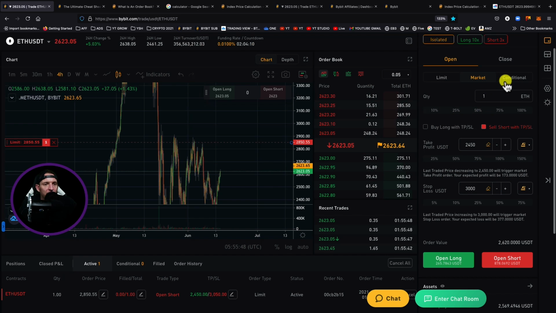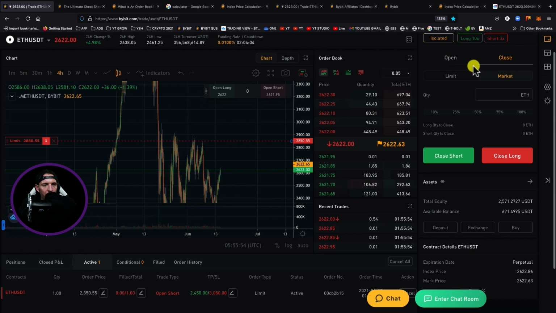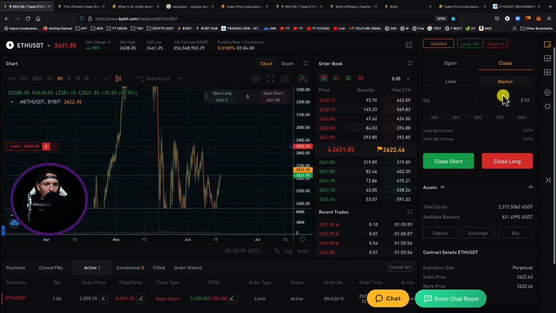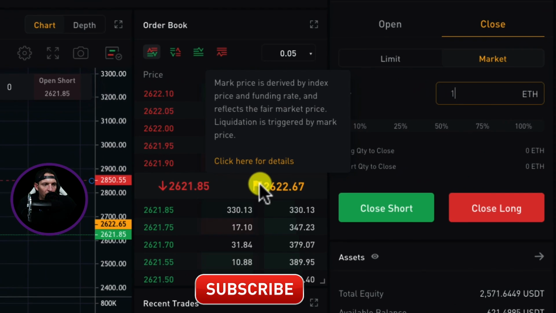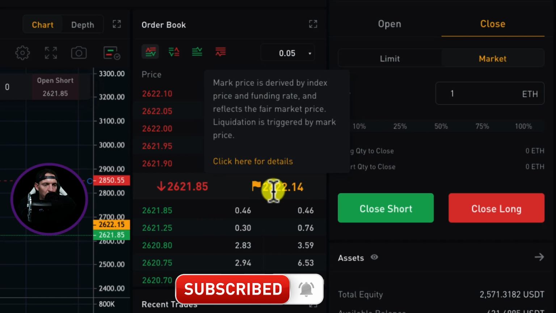Now, as far as conditional trades go, I can come over here. You can see open and close. If I had a trade open already, if this Ethereum trade was open and say I wanted to close it out, I could come over here and type in my one contract, because I know that I have one contract of ETH opened in a short. Come over here, hit close long or close short. It's going to automatically close the trade out for this current price right here. And again, you're going to pay the taker fee, which is 0.75%.